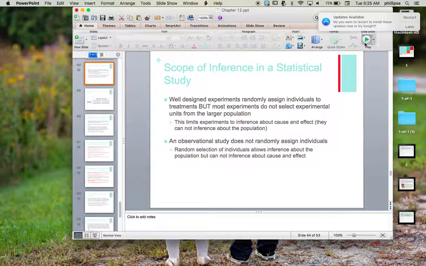Okay, so we're now going to start to talk about the scope of inference in a statistical study. After doing a survey or an observational study, what can you actually conclude? And likewise with experiments. Let's quickly recap what we know.